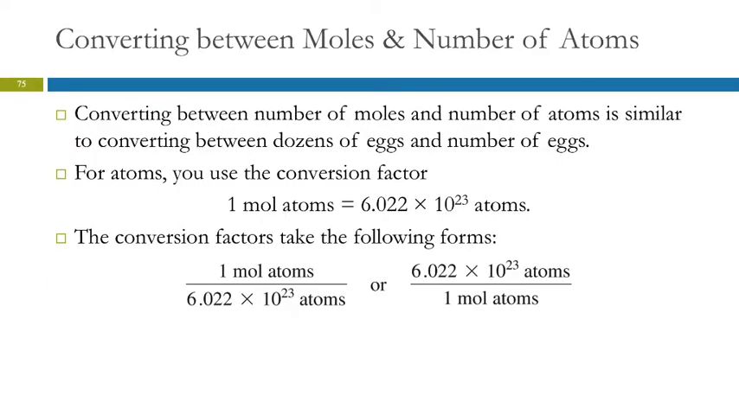When we convert between moles and numbers of atoms, it's very similar to converting between dozens of eggs and numbers of eggs, right? Here we're going to use this factor, a mole of atoms equals 6.022 times 10 to the 23rd atoms. If you're doing molecules, you just write the word molecule in there instead. So this can be right side up or upside down, either way. We're going to use dimensional analysis to tell us what to do here.